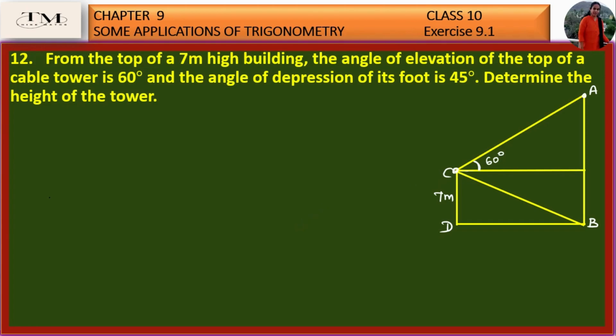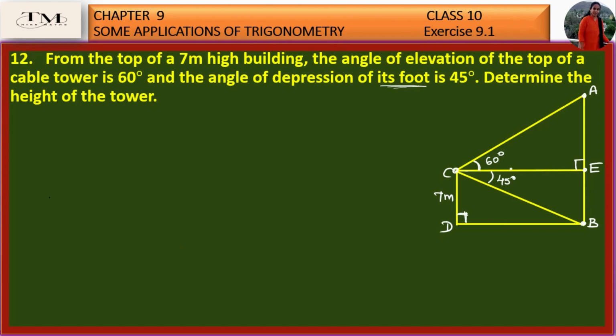So from the same point and the angle of depression of its foot. Whose foot? Tower's foot. So tower's foot is at B. So from the top of the building to the foot of the tower, angle of depression. So horizontal line will be on top. So angle of depression is 45 degree. Okay, children. Now let us mark this point as E. Okay, so this is 90 degree and here which one is 90 degree? We can take this is 90 degree.